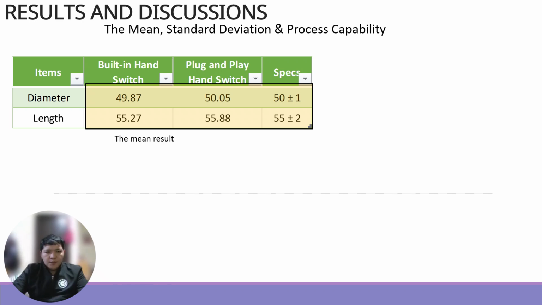The built-in hand switch has an average of 49.87, while the plug and play has 50.05. As we can see on the specs on the right side, this is still acceptable, or within the criteria, right? Along with the length of the product, it is also within the criteria, right?